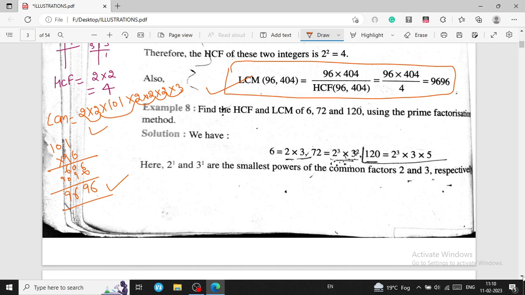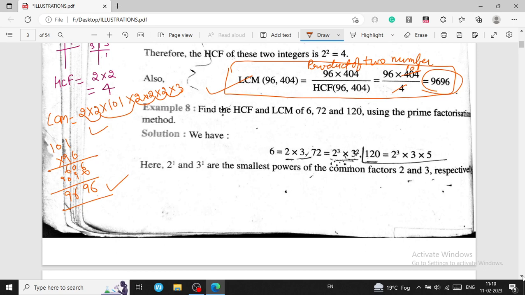In this method, the product of the two numbers which are given is divided by the HCF of these two numbers. 4 1s are 4, 4 1s are 4. 101 multiply 96, we will get 9696.